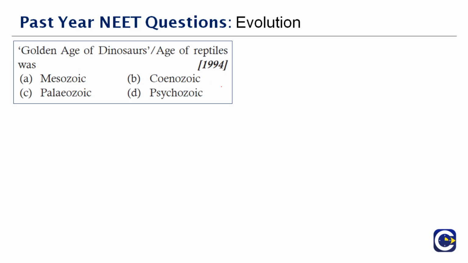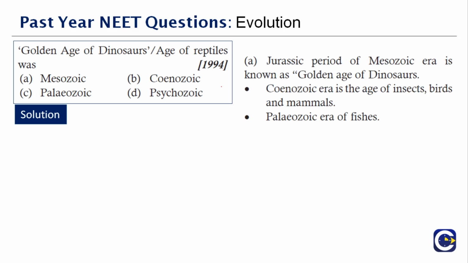The golden age of dinosaurs or the age of reptiles was dash, and this question was asked in the year 1994. Obviously you will not know the answer. I can give you the answer. Jurassic period of Mesozoic era is known as the golden age of dinosaurs. While if you have Cenozoic, then you have Paleozoic. It's the era of fishes, and Cenozoic you can call the age of insects, birds and mammals. Therefore the right answer for this question is option A.